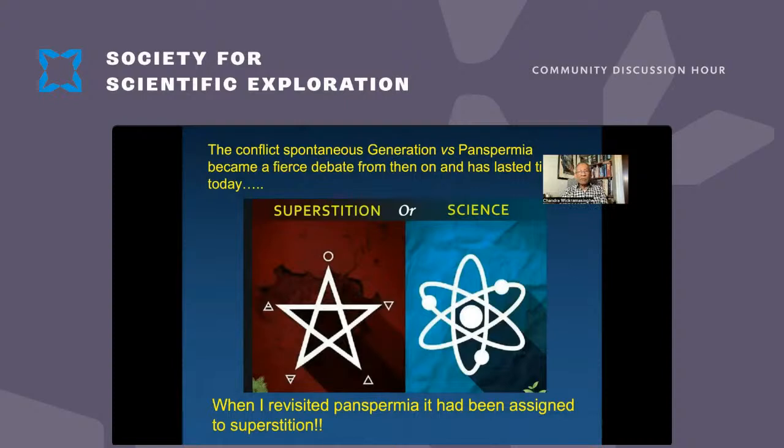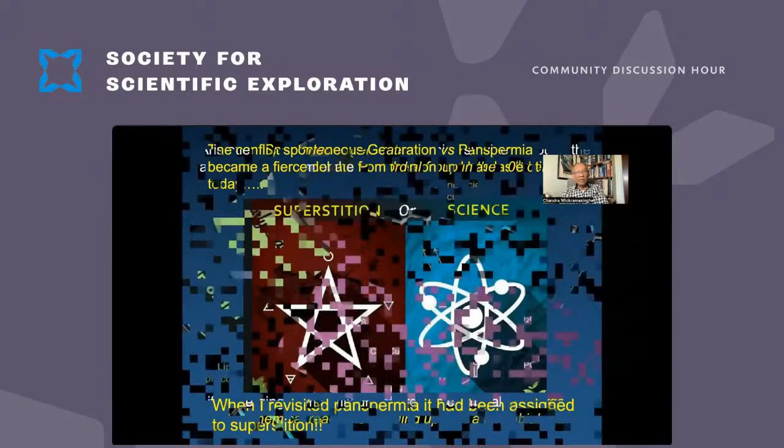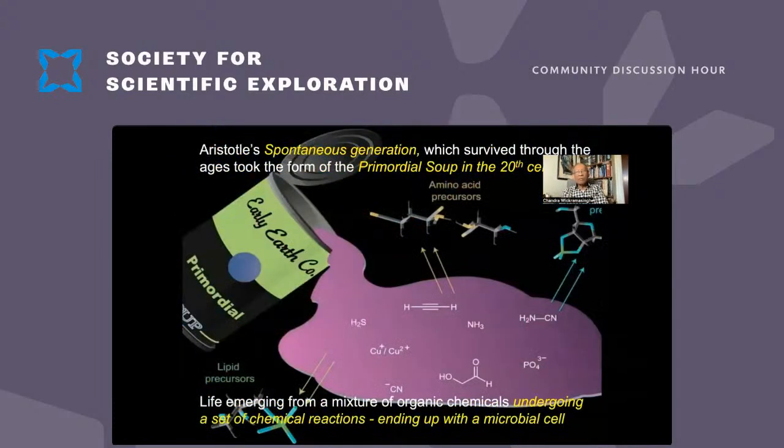So it was really a conflict that was portrayed as between superstition, being panspermia, and science, being the idea that life just springs from non-life. When I myself personally revisited panspermia in 1980, it had already been assigned to the category of superstition. So that's a bad start to begin with. So Aristotle's primordial soup at that time, and right from the beginning of the 20th century, took this form, which is a soup, a mixture of organic chemicals thrown into an early primitive Earth, undergoing a set of chemical reactions, ending up with the first microbial cell from which everything else sprang.